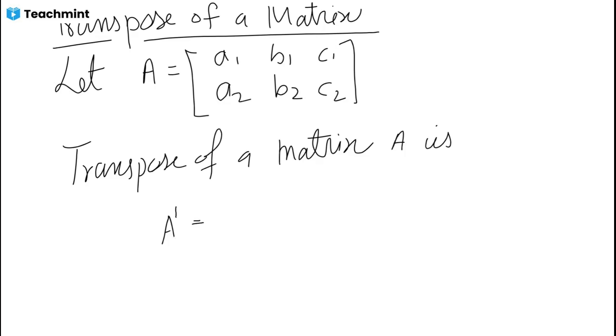To find the transpose of a matrix, we just convert either rows into columns or columns into rows. So let's convert rows into columns: A1, B1, C1, A2, B2, C2. This is the transpose of matrix A.